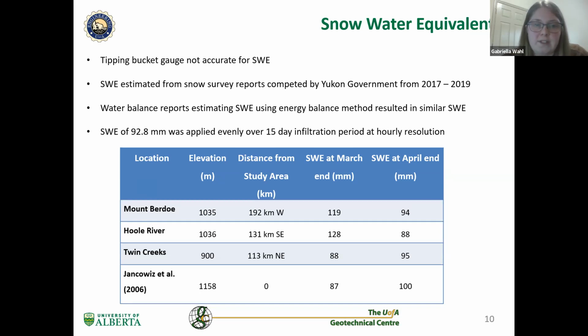So what I did was I took the average of the 4 readings at the end of April, which was found to be 92 millimeters. And the way I'm implementing this into my model is that I divided the total snow water equivalent over a 15-day infiltration period at an even hourly intensity that was applied to the precipitation data as a rainfall intensity.